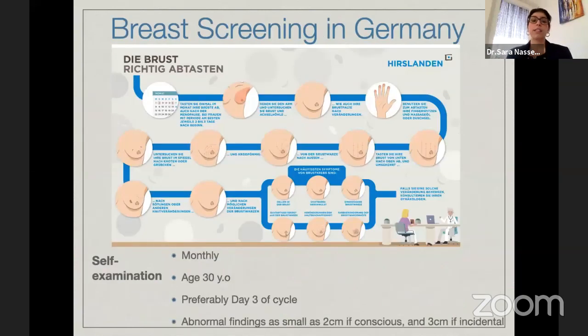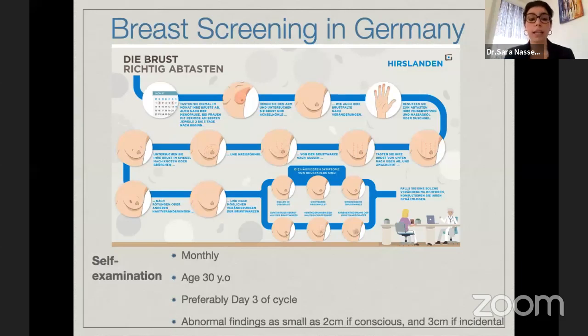So this is breast cancer screening in Germany. I've left this in German on purpose so that you can see that this is also what we use in Germany. And basically it starts with self-examination. So we encourage our women, our patients, to examine their own breasts, to get to know what their breasts look like normally and what they feel like.